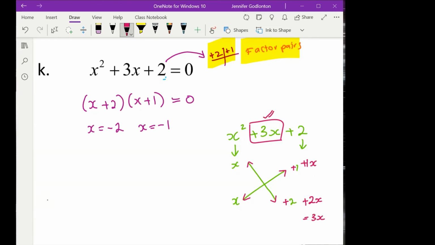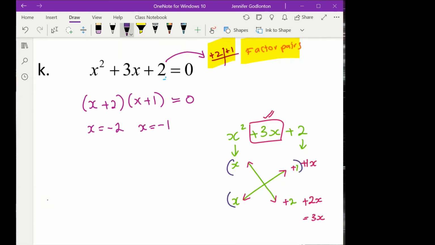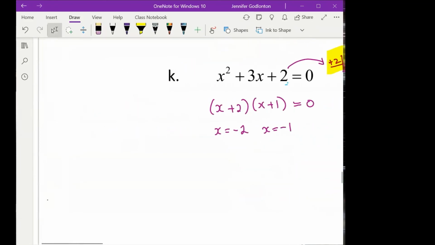Okay, and once we've done our crisscross, this is our first bracket and this is our second bracket. They just take time and practice, but I hope that that's made them a little bit clearer for those of you who are struggling. But it does take practice. Okay. All right, let's try another one.